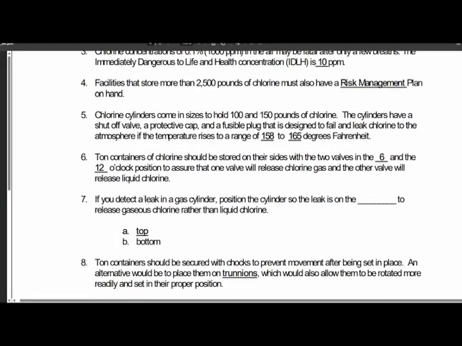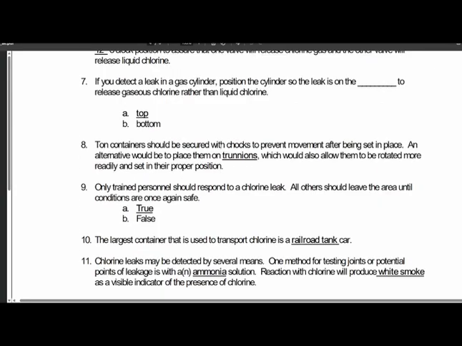If you detect a leak in the gas cylinder, position the cylinder so that the leak is on the top to release gaseous chlorine rather than liquid chlorine. Ton containers should be secured with chocks to prevent movement after being set in place. An alternative would be to place them on trunnions, which would also allow them to be rotated more readily and set to their proper position.